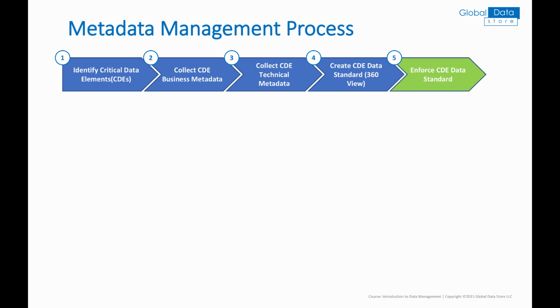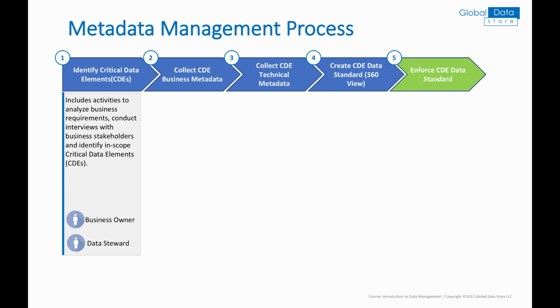So far we discussed what kind of metadata we should collect about the CDEs. Now, let's formalize the process of how to perform metadata collection and enforce CDE data standards across the organization. Metadata management consists of 5 key activities. 1. Identify critical data elements. This refers to activities performed to analyze business requirements, conduct interviews with business stakeholders, and identify in-scope CDEs. This activity is performed by the business owner and data steward.